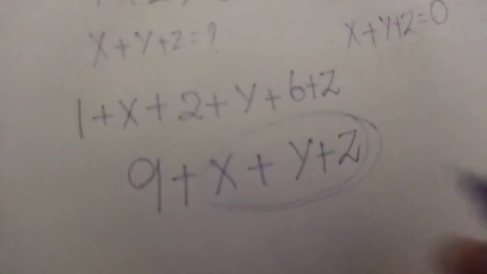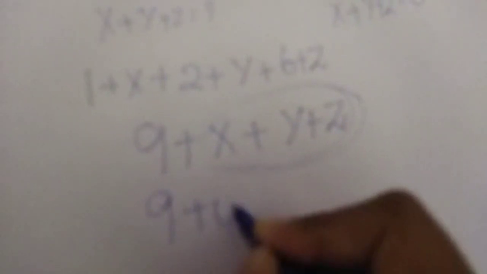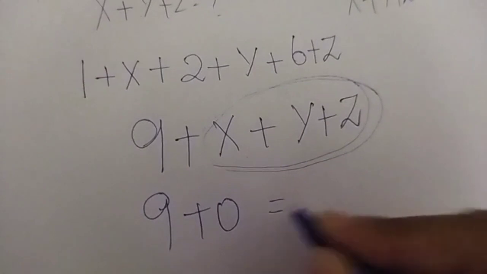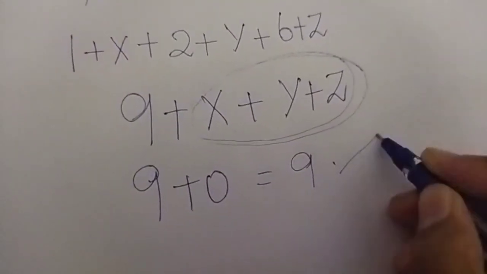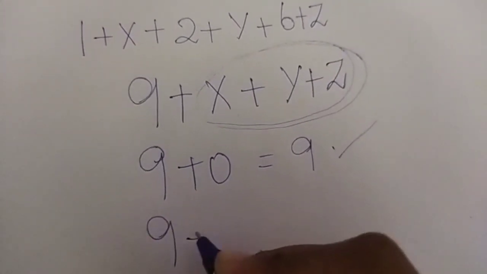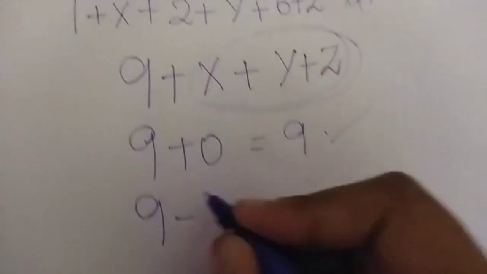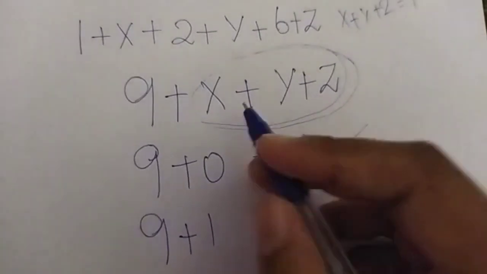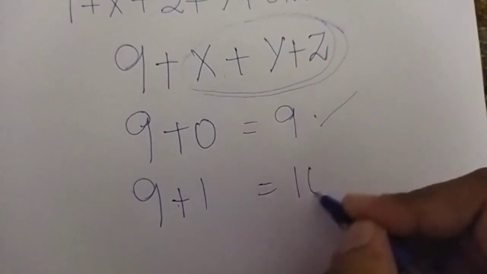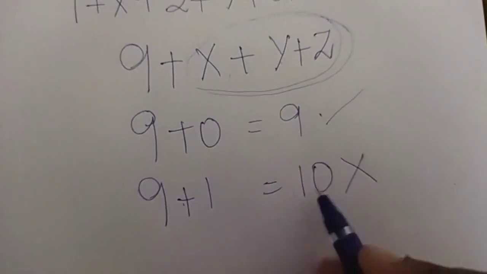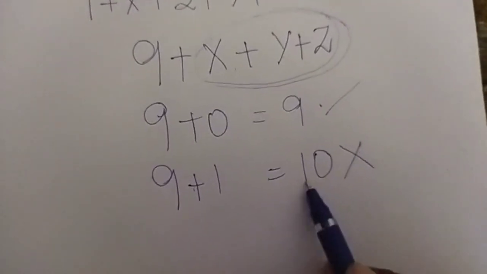If I put x plus y plus z is equal to 0, what do you get? 9 plus 0, which is equal to 9. So it is divisible by 9. If I put x plus y plus z is equal to 1, you get 10, which is not possible. 10 is not divisible by 9.